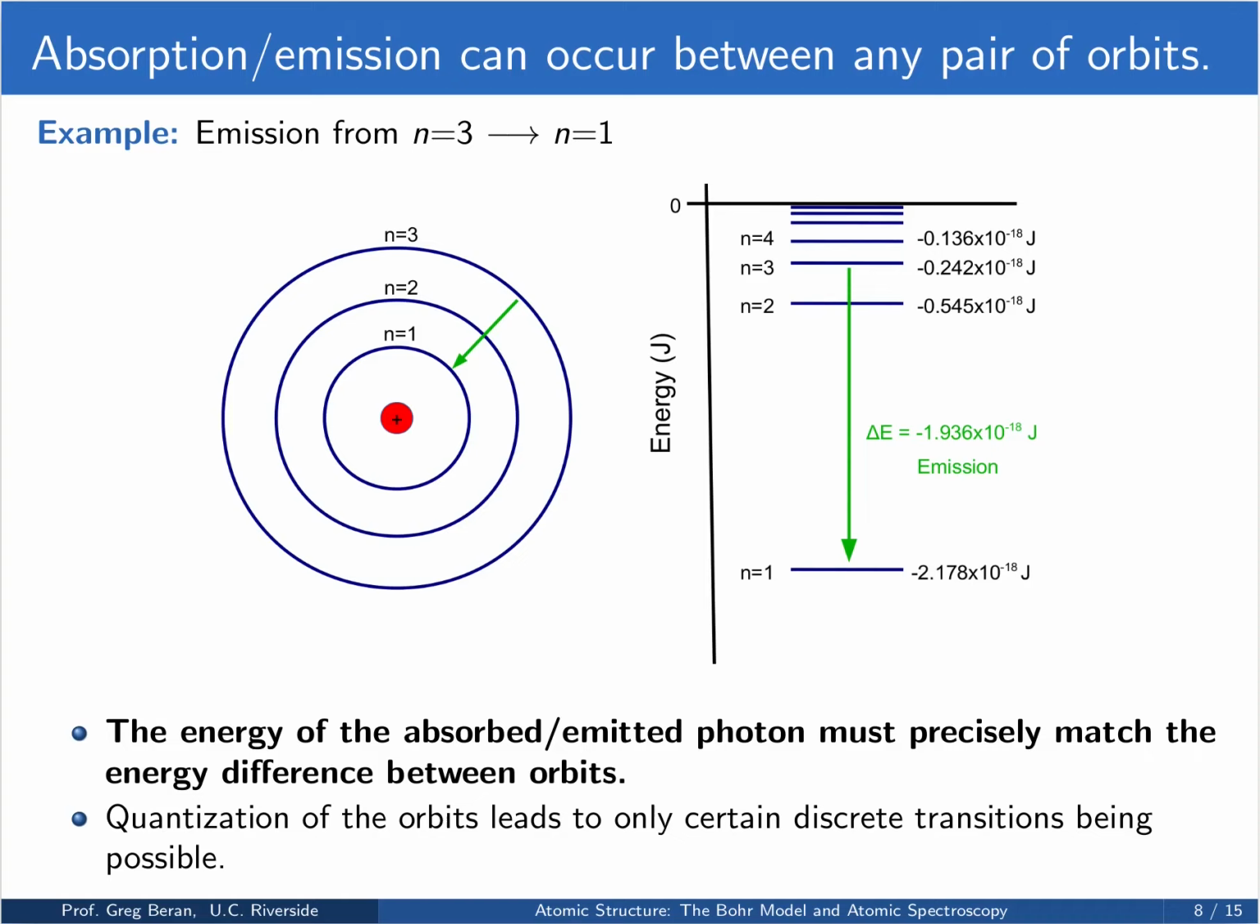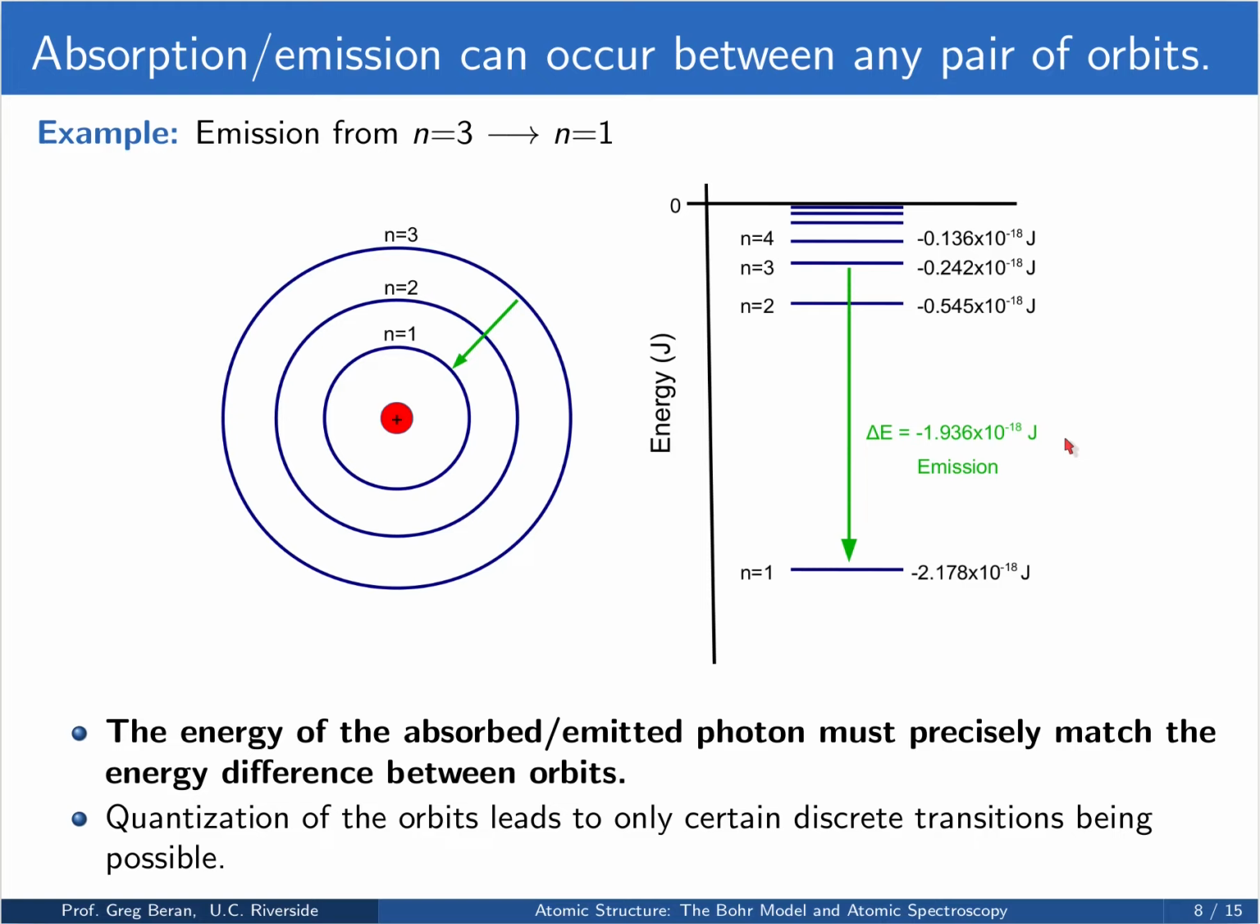And to be clear, the absorption and emission can occur between any two orbits in a hydrogen atom, not just two adjacent ones. So for example, we could have emission from the n equals 3 to the n equals 1 state, as I'm showing here. The delta E, computed as the energy difference between these two orbits, works out to minus 1.9 times 10 to the minus 18 joules. So this is a slightly higher energy transition than the 2 to 1 transition that we looked at in the previous slides. The photon of light emitted here will therefore have this higher energy content, a higher frequency, or a shorter wavelength compared to the last example.